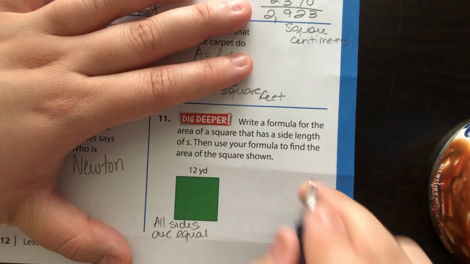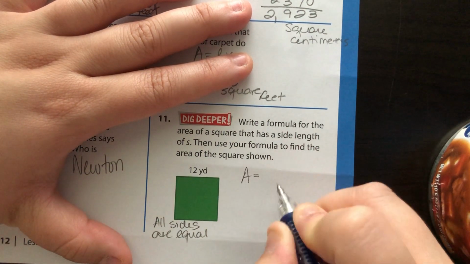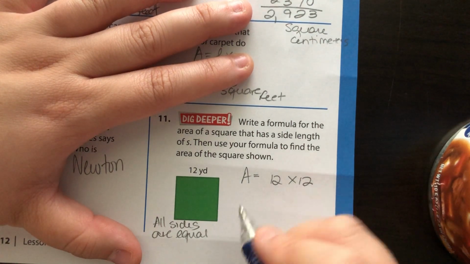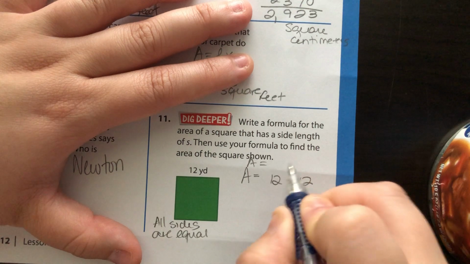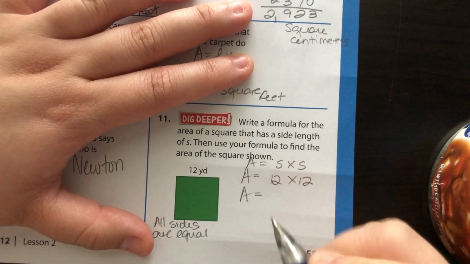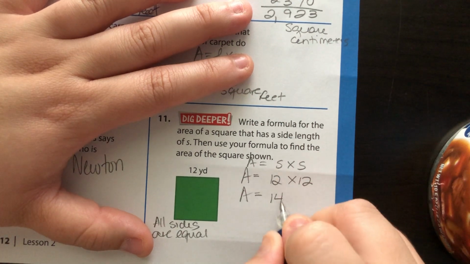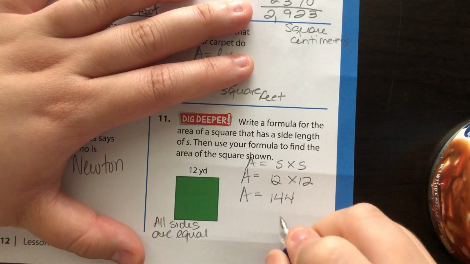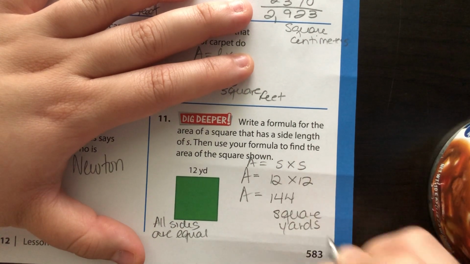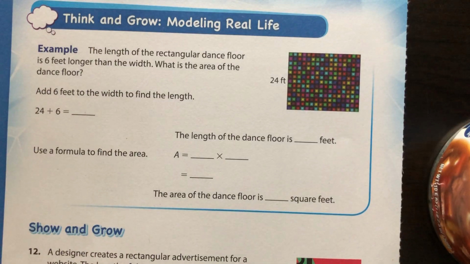Meaning that all you have to do here is just do area equals 12 times 12 because it's side times side. So area equals, for a square, side times side. So 12 times 12, does anybody know what that is? It's 144. But of course I have to write square yards. Okay. Almost done. Okay.